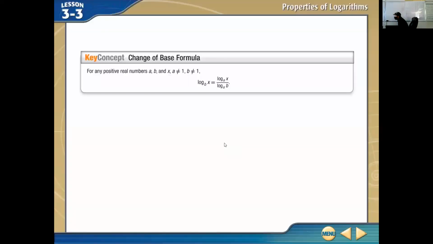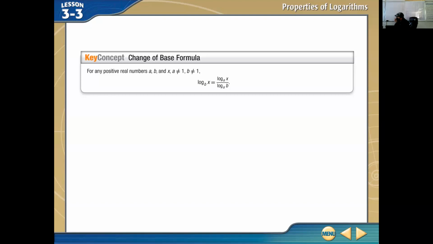There's your property again. What it says is, for any positive real numbers a, b, and x, where a cannot equal 1 and b cannot equal 1, we can find the actual evaluations of this by taking the log base b of x, which is equivalent to the log base a of x over the log base a of b.